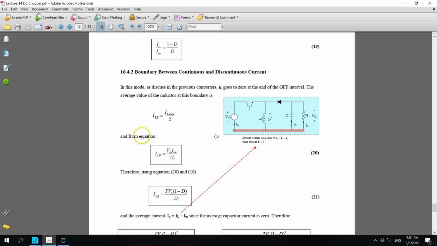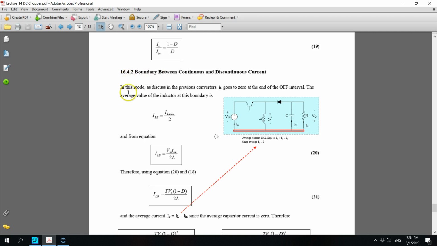Now, as I mentioned in the previous class, we need to look at the boundary between continuous and discontinuous current operations in designing the converter. Also, from the perspective of a user, we need to determine the load current that we can apply to the converter so that it will still be under continuous current operation. So, the boundary between continuous and discontinuous current.